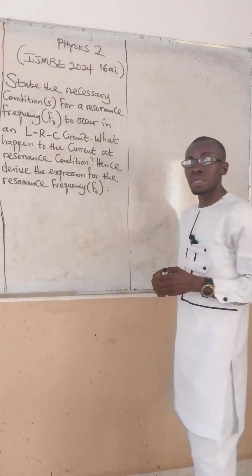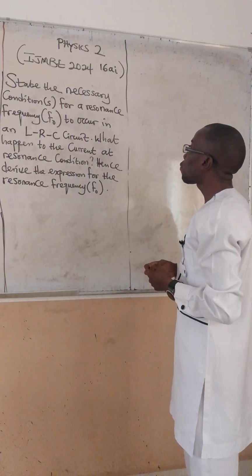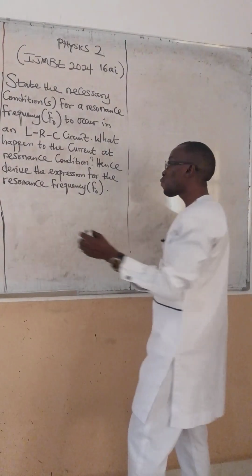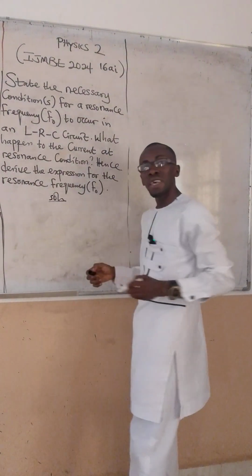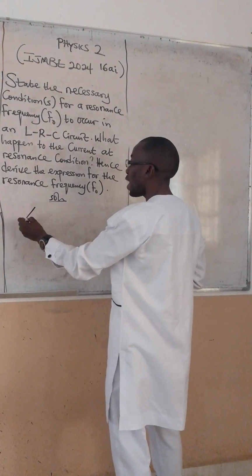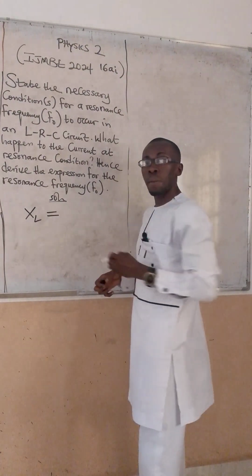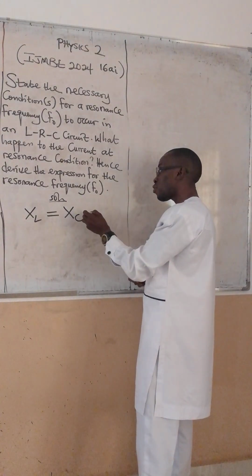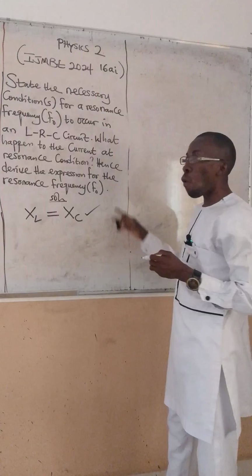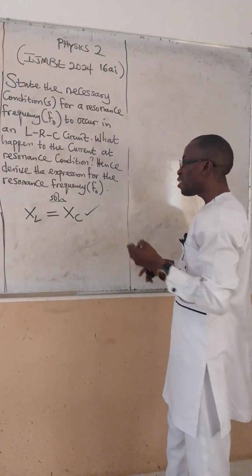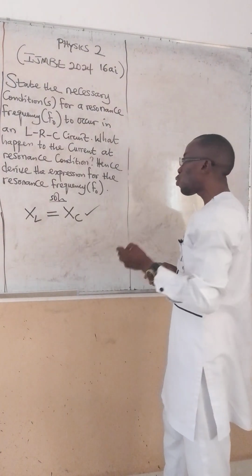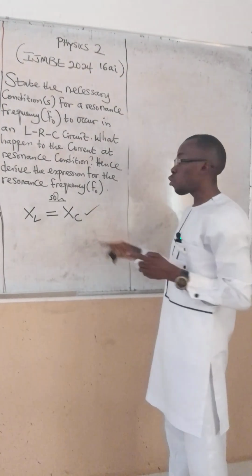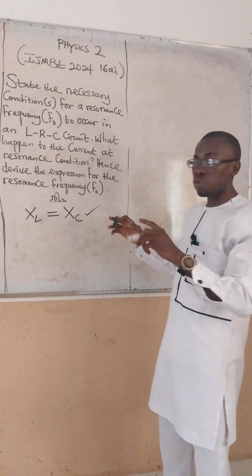Now, the first part here is at resonant frequency, what is the condition for resonant frequency to occur? At resonant frequency, one, you must have it that the inductive reactance XL must be equal to the capacitive reactance XC. This is one condition that is necessary for resonance to occur. Or you can also say that the circuit must be a purely resistive circuit. Once you have a purely resistive circuit, it is also a condition for resonance to occur.